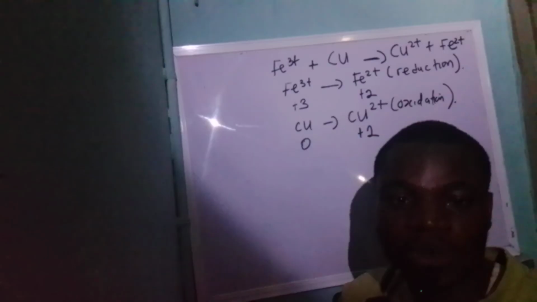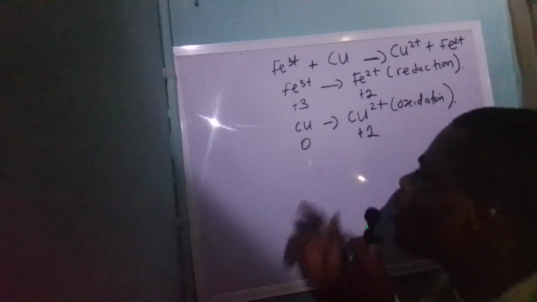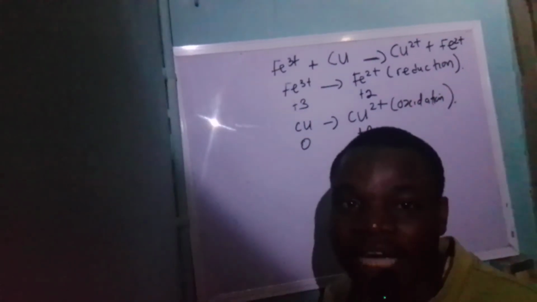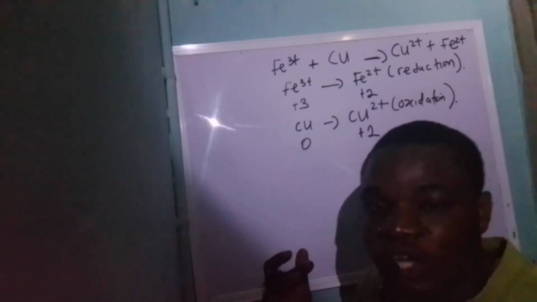Having known that, what's the next thing to do? Now I will balance the charge. The charge is not balanced. I have plus 3 here and plus 2 here. This side has the highest charge, so I'm going to add electrons to that side, right? I want to make the two equal. Definitely I'm going to add 1 electron to this side so that it gives me plus 2 here. I'll have Fe3+ plus e- to give me Fe2+.